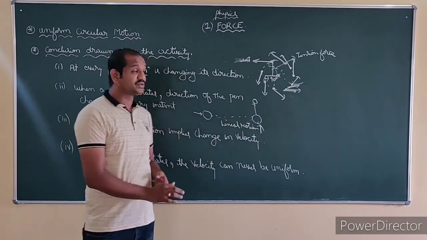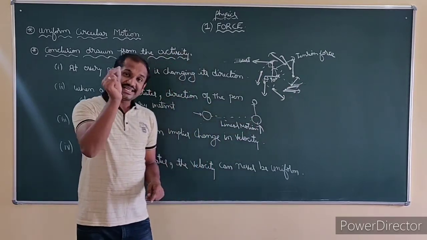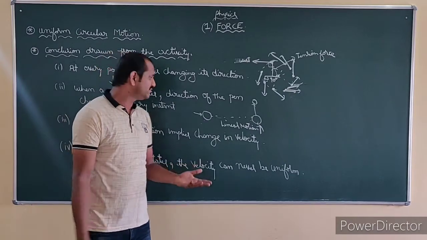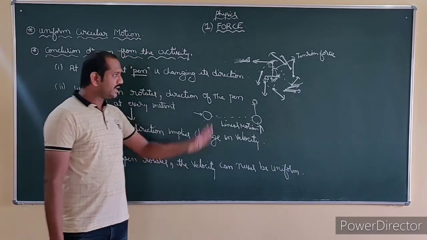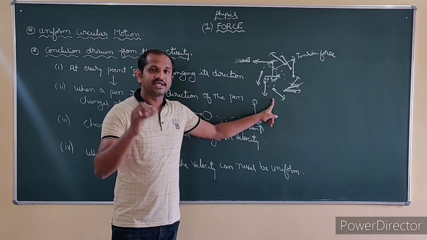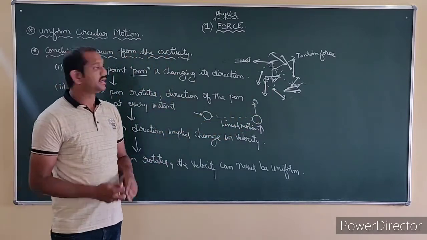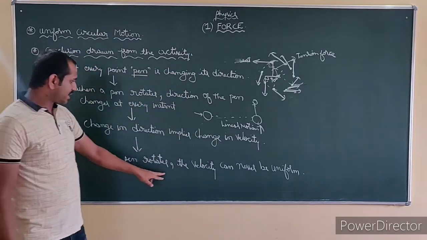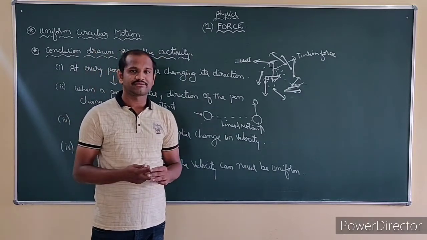But what I am telling you is that in uniform circular motion, direction changes at each and every moment. If the direction changes at each and every moment, obviously we can tell there is a change in its velocity. Understand? So hence in uniform circular motion, remember always, the velocity keeps on changing at any moment, and velocity is not uniform. It is called non-uniform. Now last, when a pen rotates, the velocity can never be uniform.